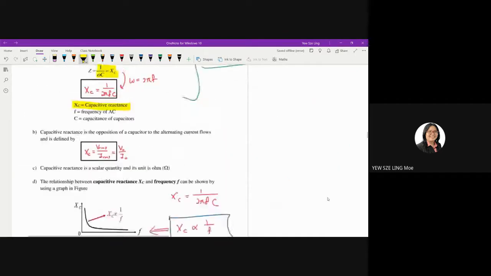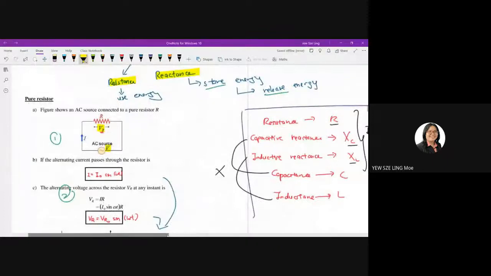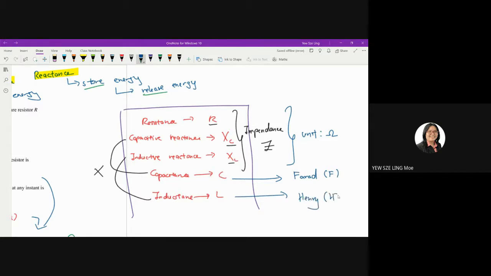Let us go back to the 5 terms just now. We just add one more thing here, which is the unit. The unit for these 4 things is ohm. The unit for capacitance is farad, F. The unit for inductance is Henry, H. Make sure you are clear.